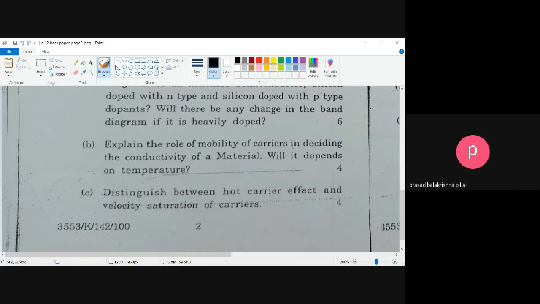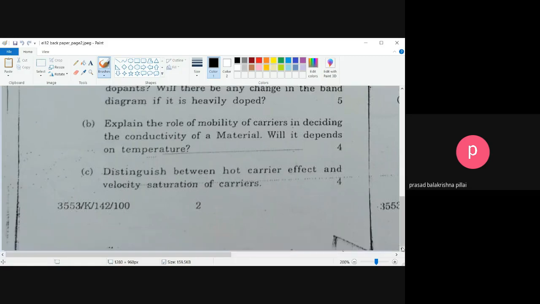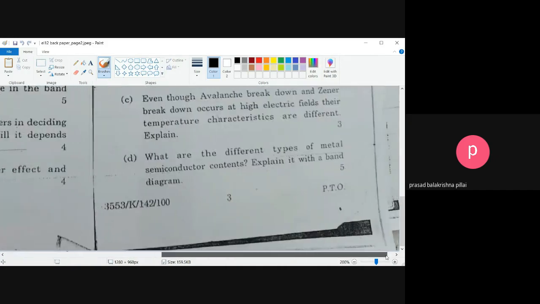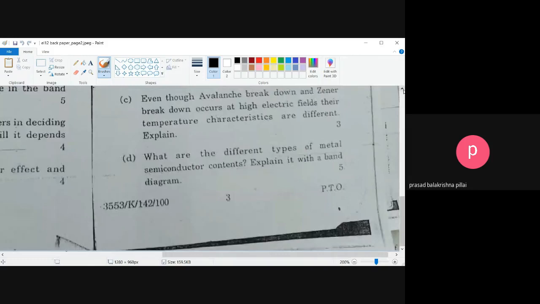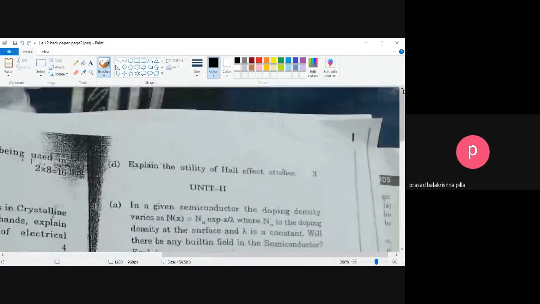That covers unit 1. There was one more question, and I won't be able to display it here. There is one more question from unit 1. Okay, it is there. Of course, we have not discussed the Hall effect, so that I can do.